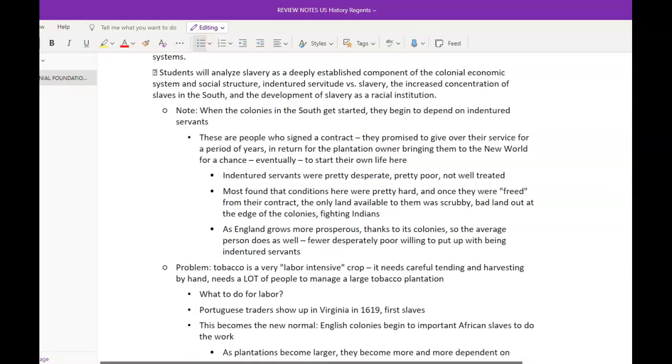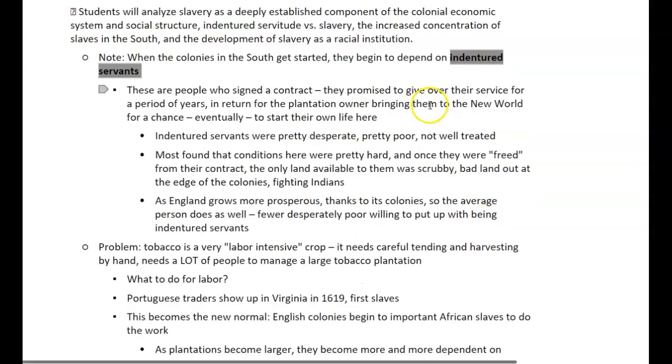Okay. Let's talk about slavery. Indentured servitude versus slavery, and the increased concentration of slaves in the South. When the colonies in the South get started, they begin to depend on indentured servants. Indentured servants are people who sign a contract. They promise to give over their service for a period of years in return for the plantation owner bringing them to the New World for a chance, eventually, to start their own life here.